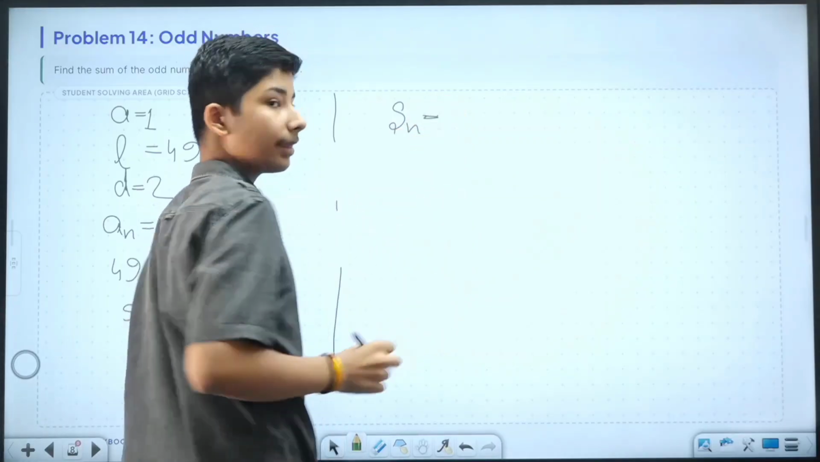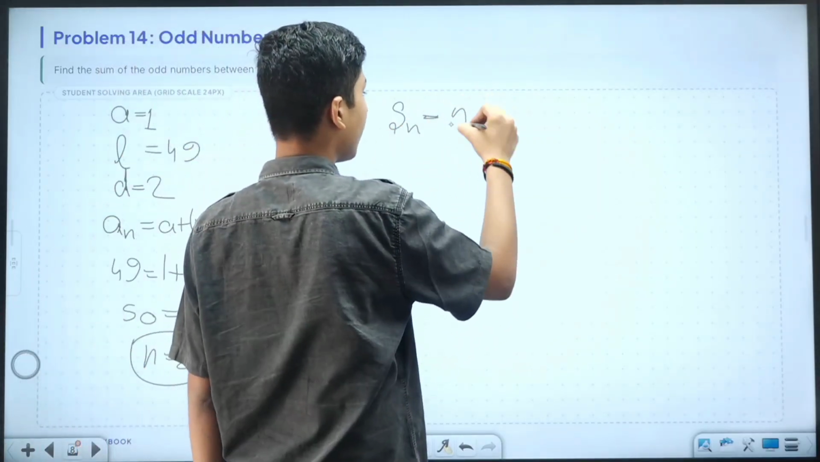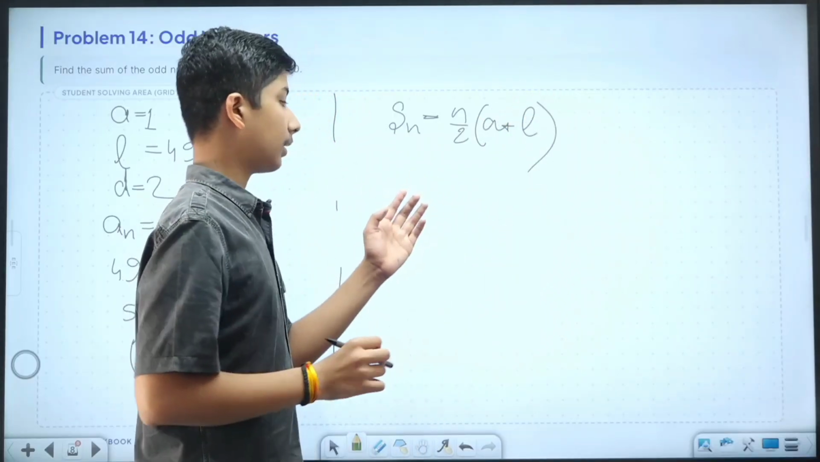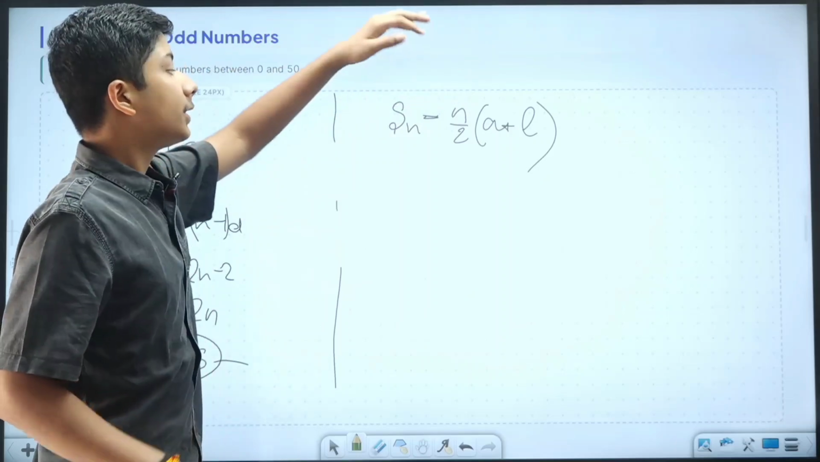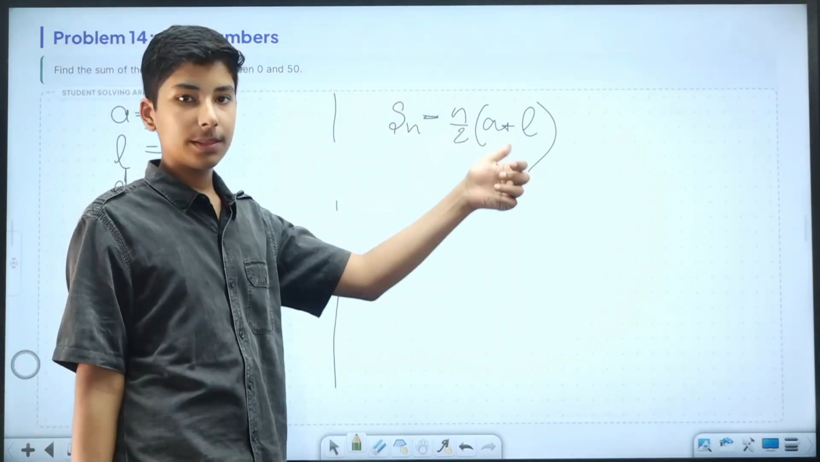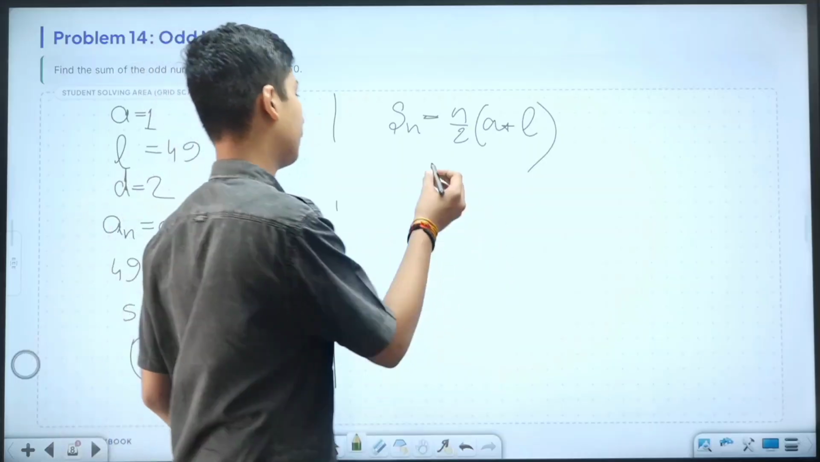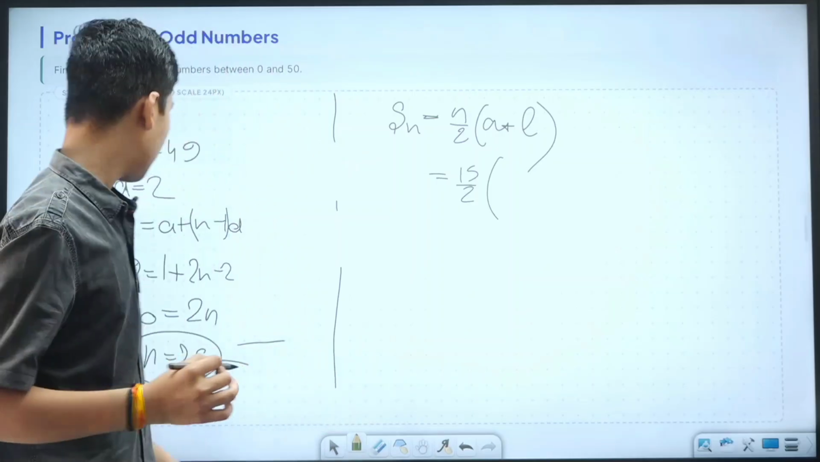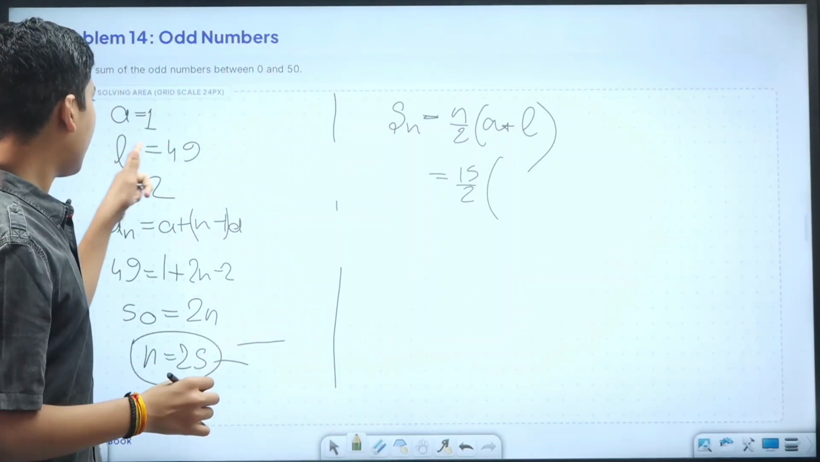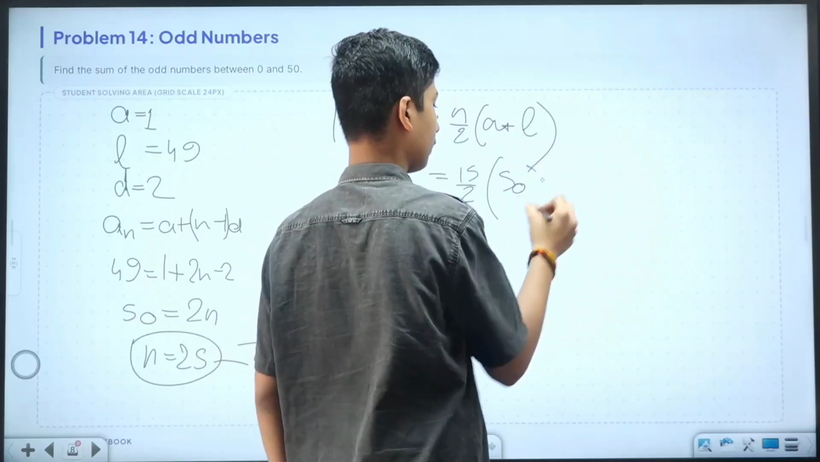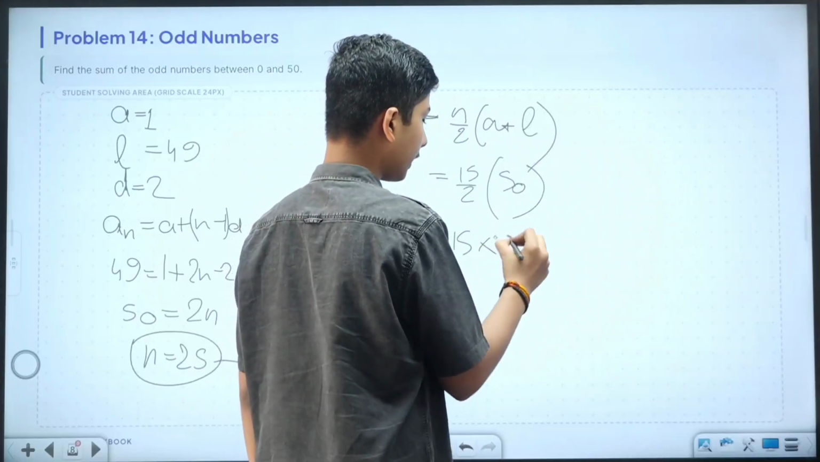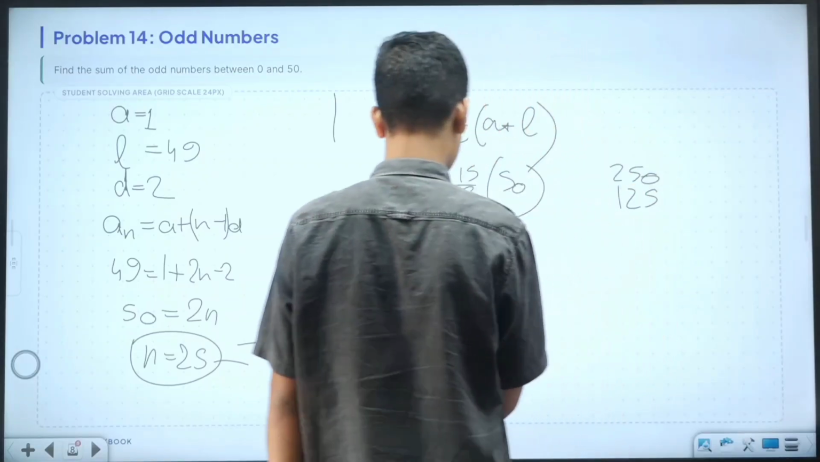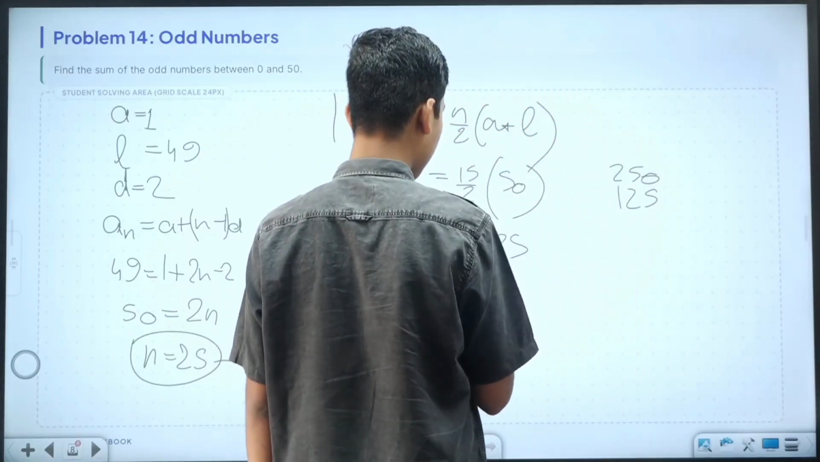Sn will be n by 2 into a plus l. Why a plus l? Because the sum of first n terms can also be written as n by 2 into first term plus last term. When we solve this, 25 by 2, there you get a plus l. a is 1, l is 49, means 50. 25 into 25, 125 plus 250, 375 will be our answer.